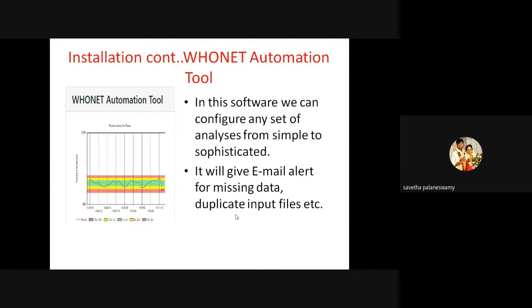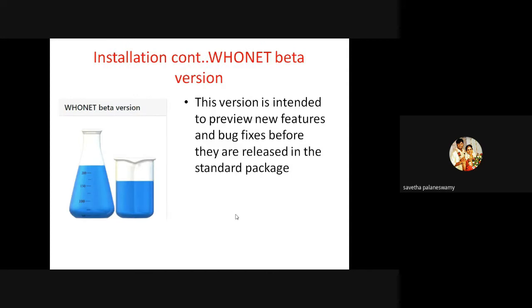Then there is the WHONET automation tool. This tool will give an email alert for any missing data. While you are entering the data, if there is missing data or duplicate data, or any error we find in our data, it will give an email alert. So that is one specific feature of the WHONET automation tool. Then coming to the WHONET beta version. This is a new feature that helps us preview the new features and bug fixes before they are released in the standard package.